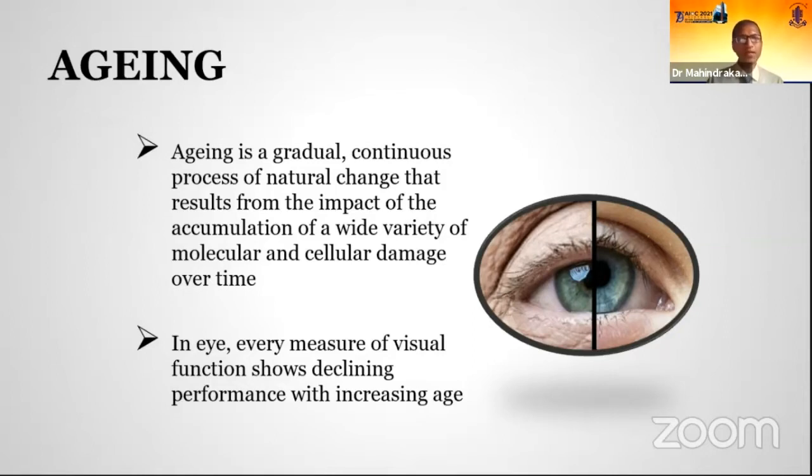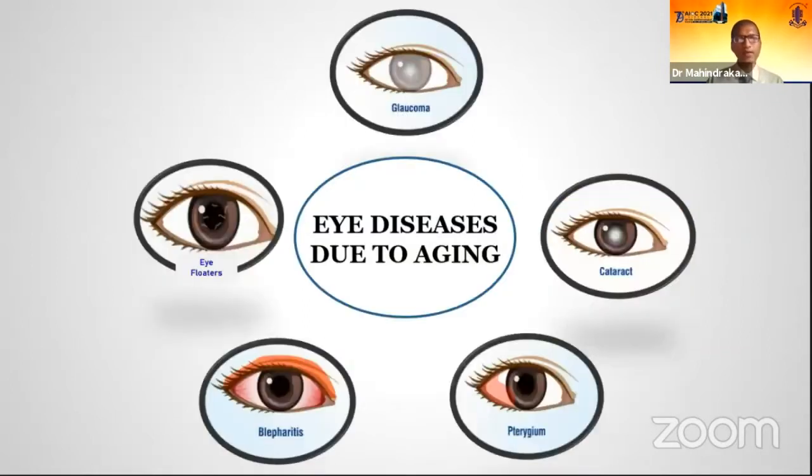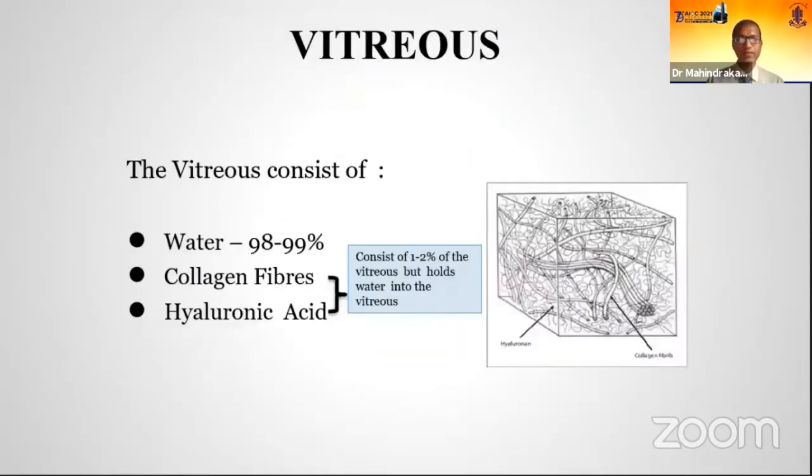Aging is a gradual and continuous process of natural change that results from the impact of accumulation of a wide variety of molecular and cellular damage. Eye diseases which are because of aging are glaucomatous changes, cataractous changes, even pterygium sometimes, even dry eye, blepharitis in fact, and the most relevant today is the eye floaters.